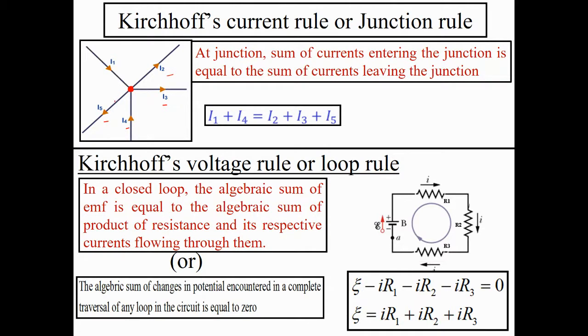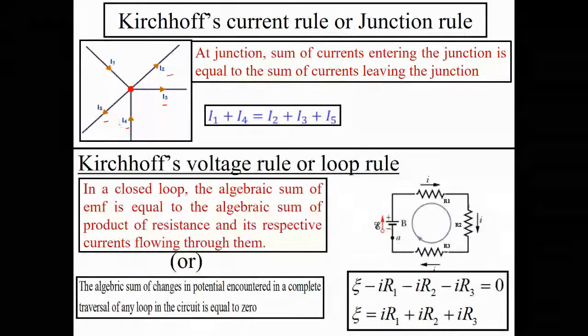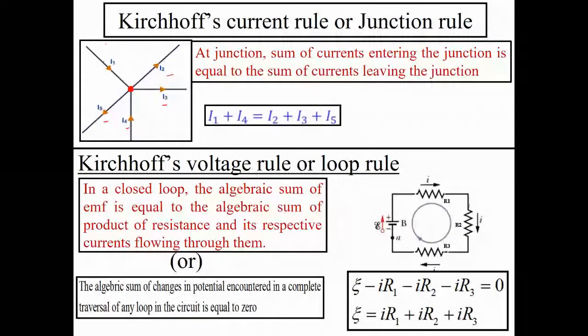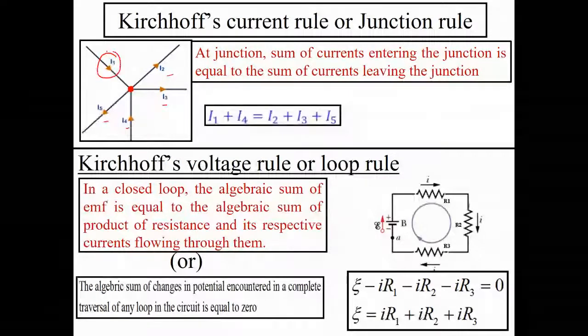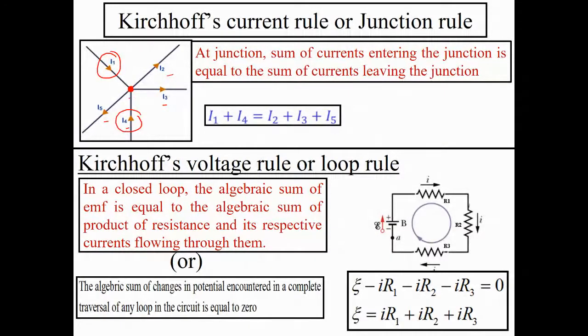So when you have any circuit diagram, first of all, you have to identify the direction of the current. For example, in this diagram we have 5 branches, with currents I1, I2, I3, I4, and I5. The most important thing is to identify how many currents are entering and how many currents are leaving. You have to see this diagram. Current I1 and current I4 are entering the junction. And how many currents are leaving the junction? I2, I3, and I5 are leaving.